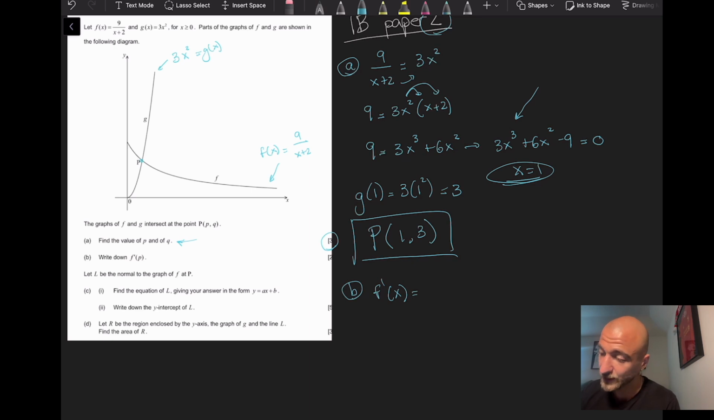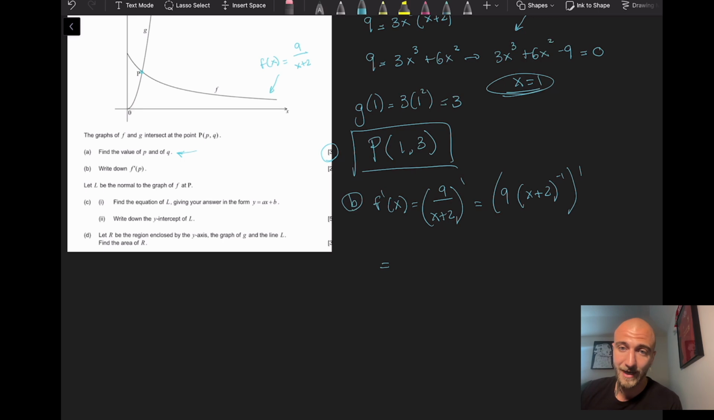To do this, we're going to take the derivative of 9 over x plus 2. I prefer rewriting this instead of writing it as a fraction. I think sometimes students tend to make a few different mistakes especially with the signs in these kind of derivatives. So I prefer rewriting this as 9 times x plus 2 to the negative 1, and we're taking the derivative of this whole thing.